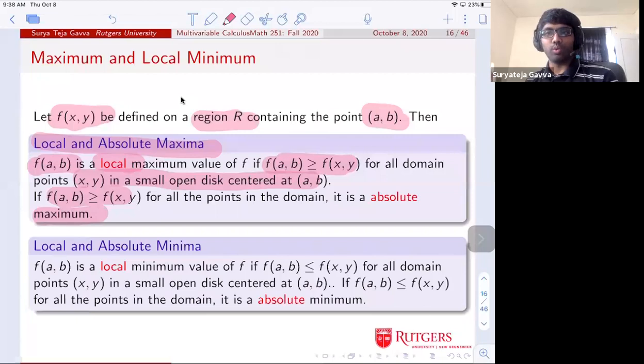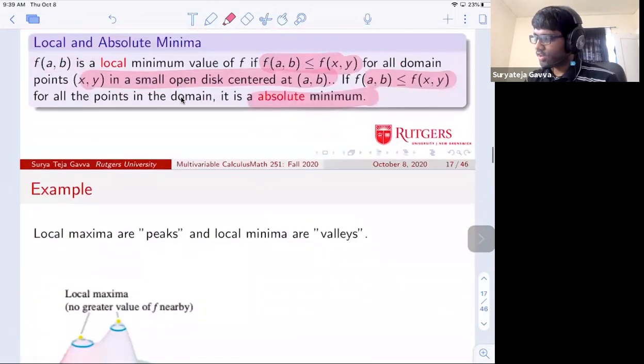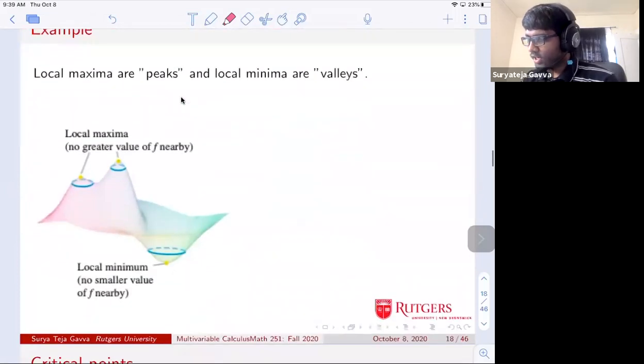It's quite similar to one variable. Similarly, if it is smaller in some small region, it's called a local minimum. If it is smaller than every value, it's called the absolute minimum. I just wrote it down. So pictorially, what does it mean?